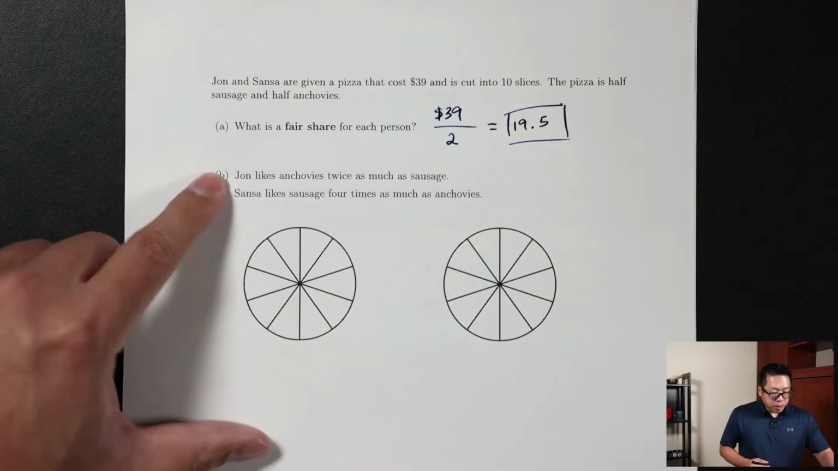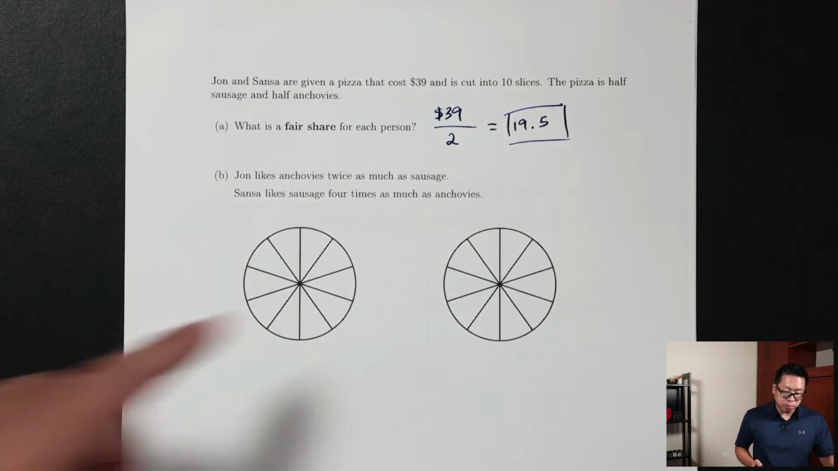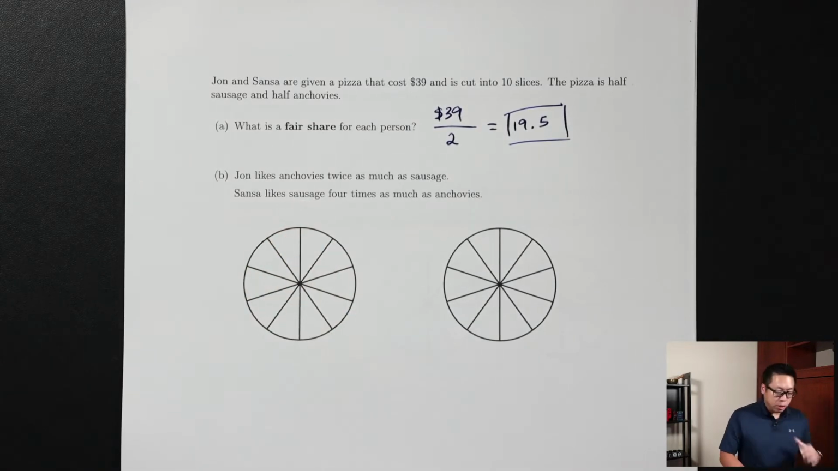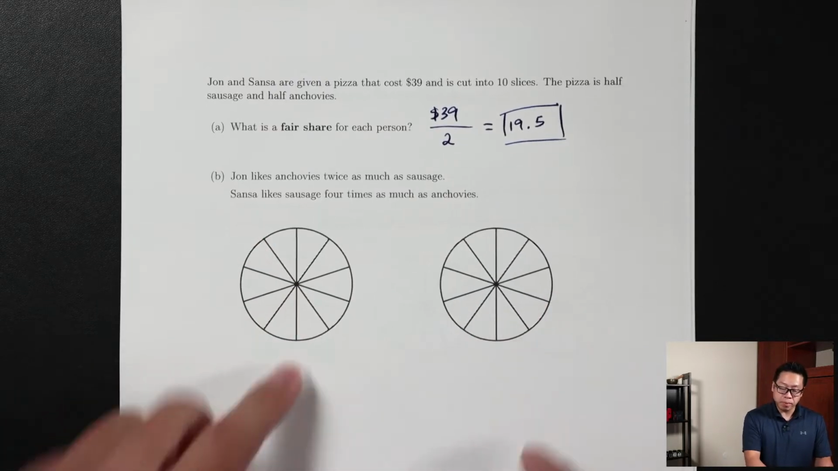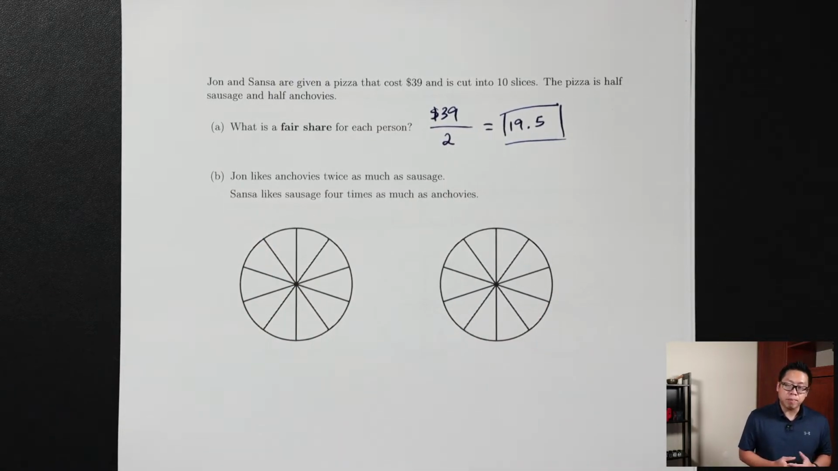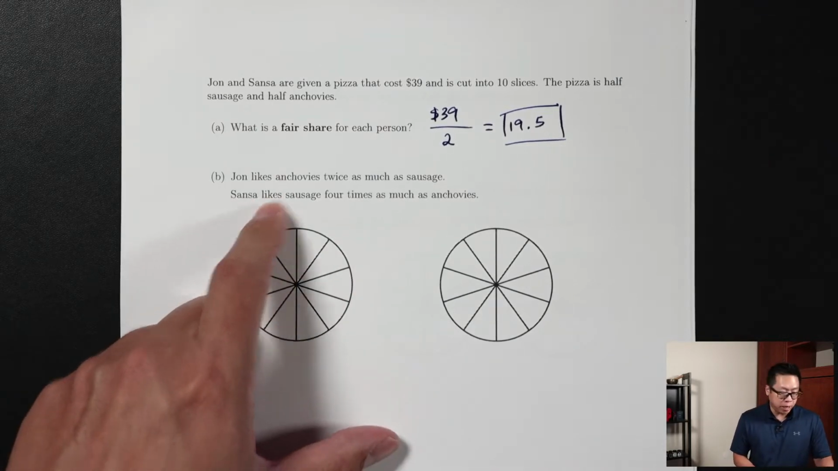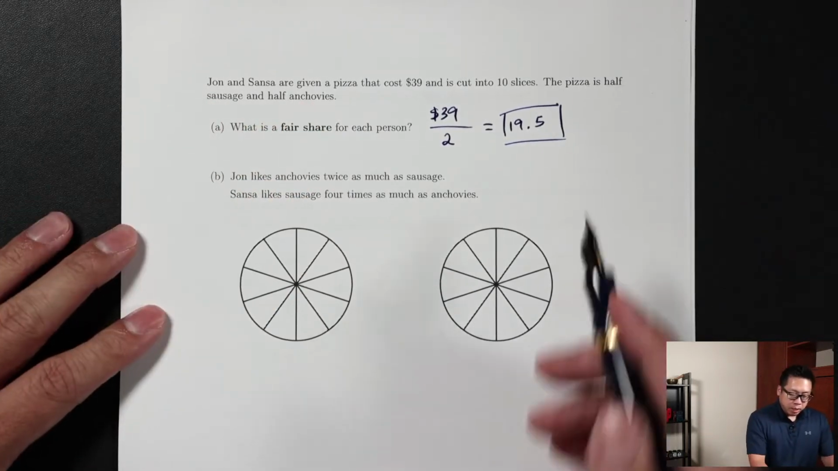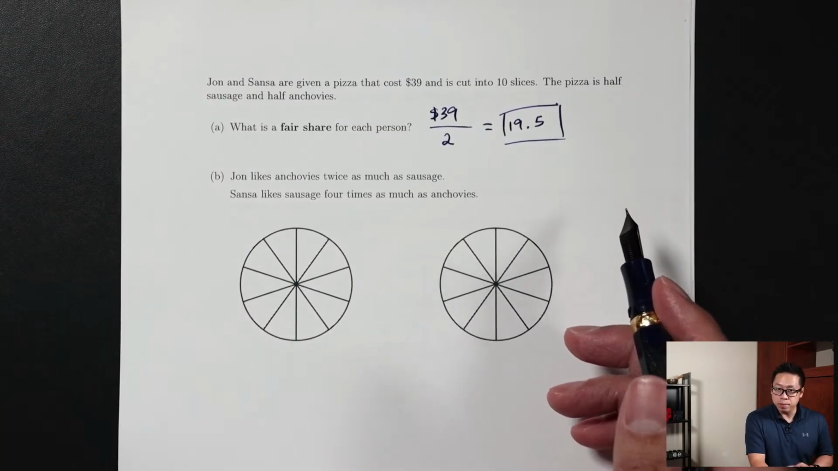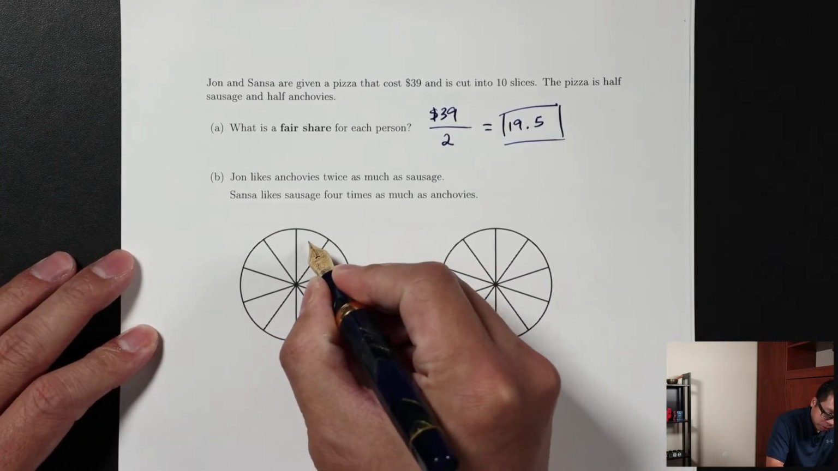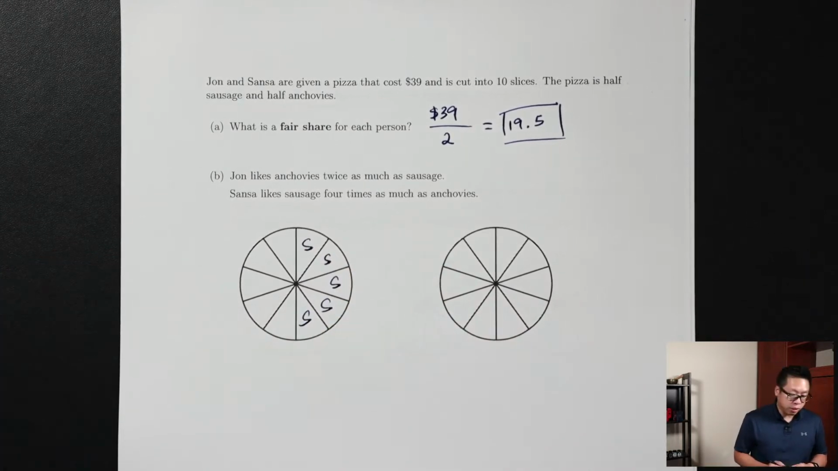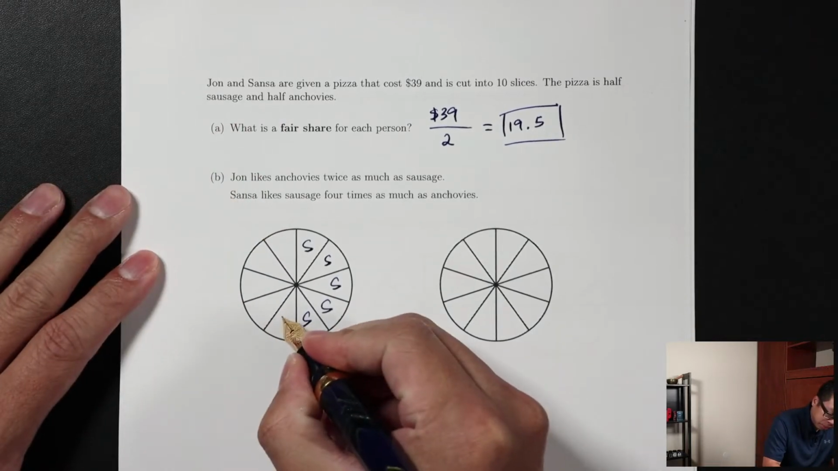Now, part B. John likes anchovies twice as much as sausage. Sansa likes sausage 4 times as much as anchovies. So each person views the pizza differently, right? What we want to do now is figure out how much each person values each type of slice. So we have some sausage and some anchovies. Let me label my pizza. We have half sausage and half anchovies. These are S's for sausage. That's half sausage. The rest are anchovies, which I'm going to label with A's.